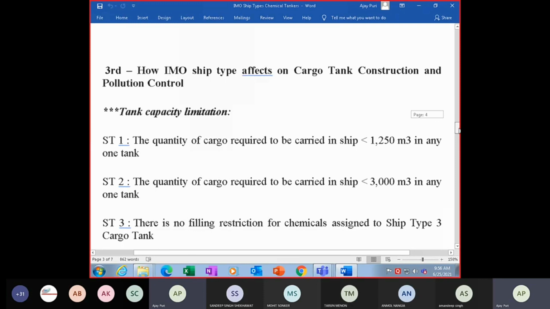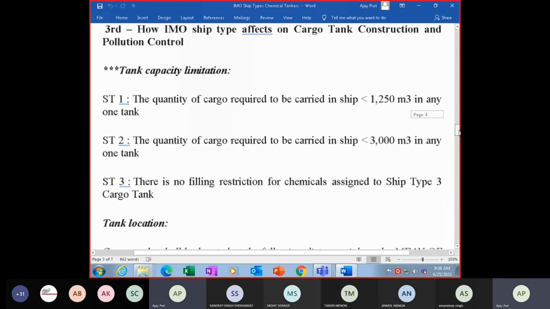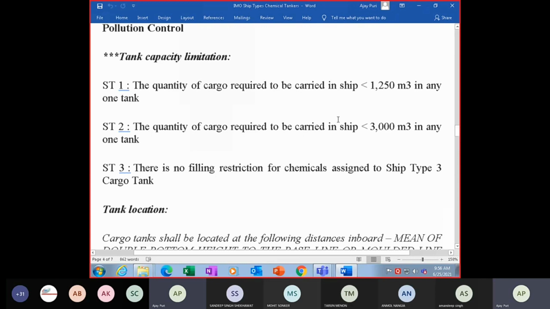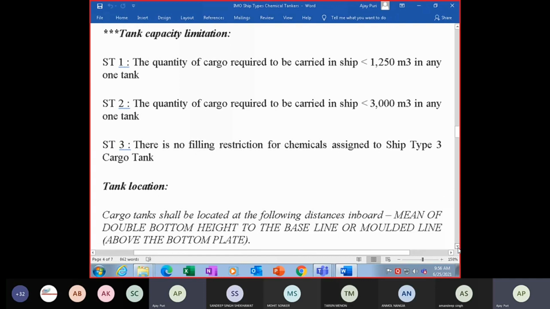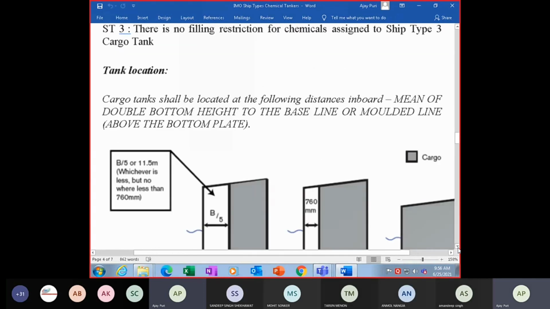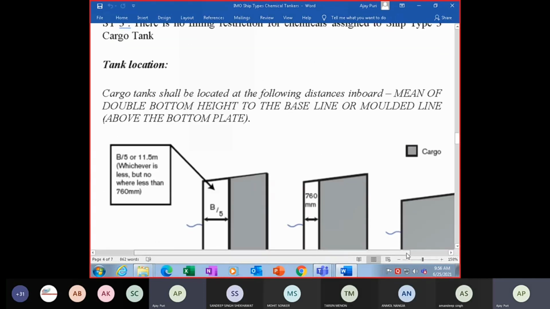Now the tank capacity limitations of various types are: type 1 में quantity cargo to be carried in any tank will be less than 1250 meter cubes. In type 2 will be less than 3000 meter cubes. In type 3 there is no filling requirements. अब आता है टैंक लोकेशन. ये कई बार आपके एग्जाम में आ चुका है.